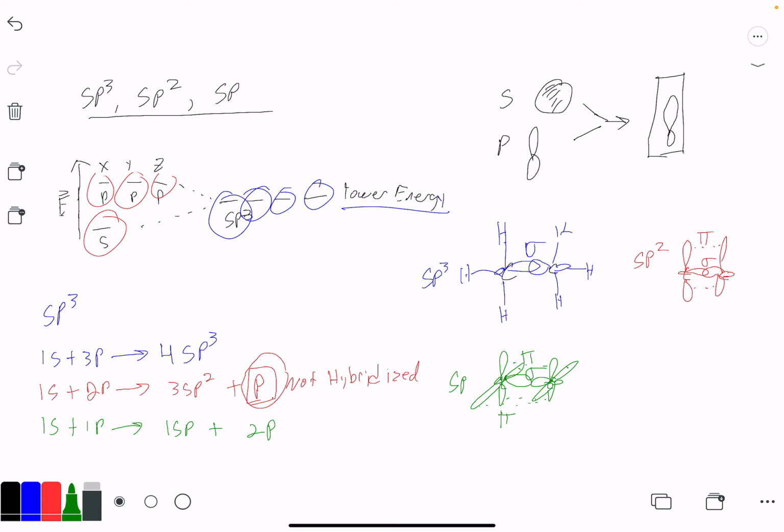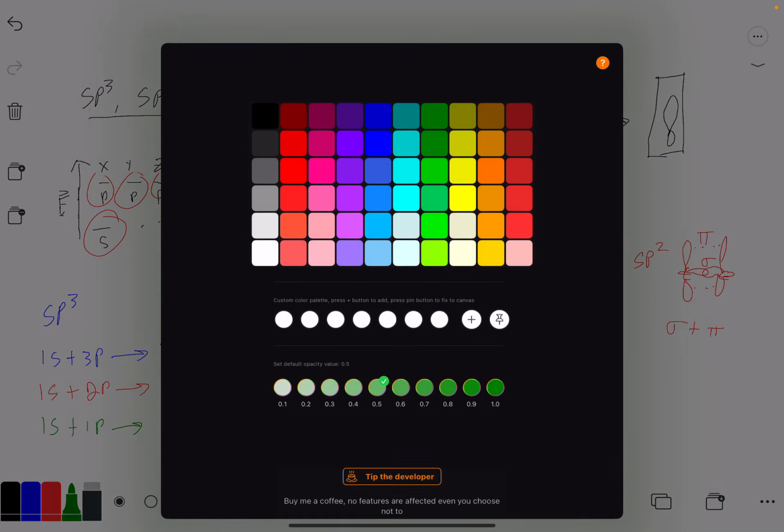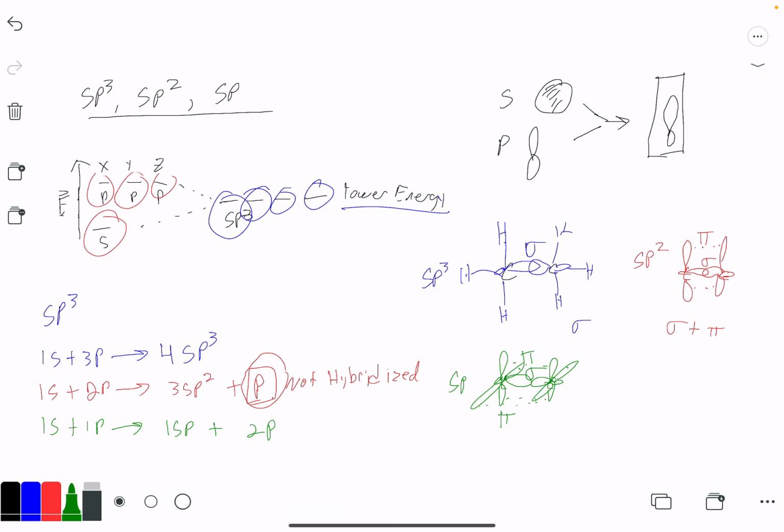And so if we were to look at these, we would say, okay, sp3 has a sigma bond. sp2 has a sigma bond plus a pi bond. And then sp has two pi bonds and a sigma bond. All right, and so that's important.